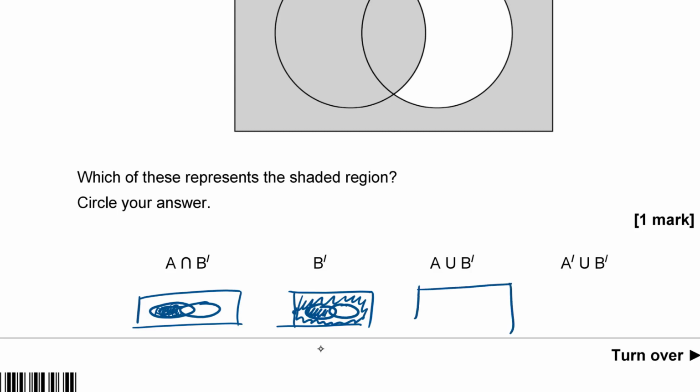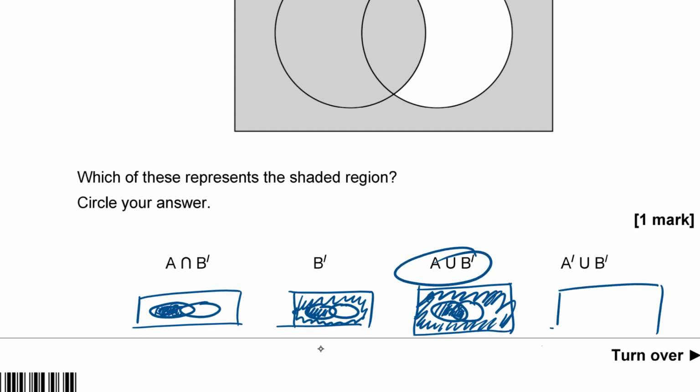A union B dash is everything inside A union with everything outside B. So everything inside A, so that is all that bit, union with everything outside B, which adds this bit on here. So I think it's that bit there, isn't it? It is that one. So what's A dash union B dash?